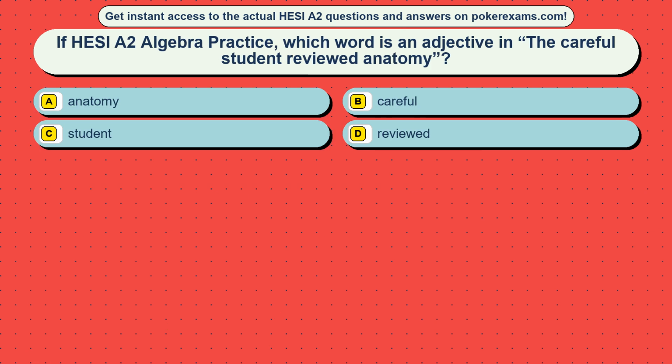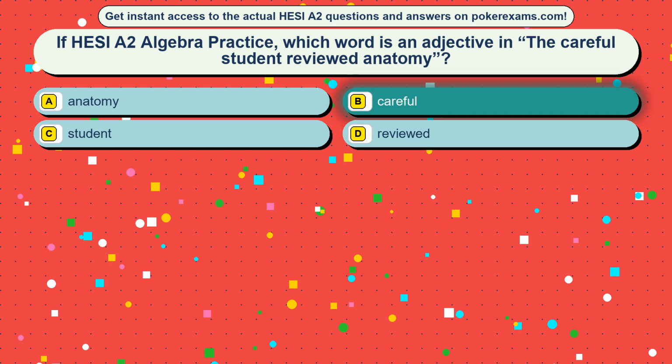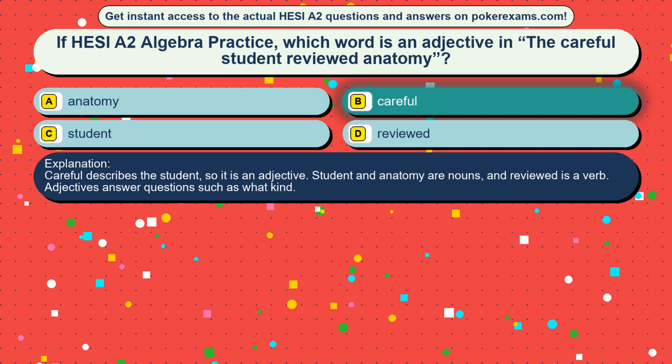Question 20. If HESI A2 Algebra Practice, which word is an adjective in the careful student reviewed anatomy? Option A anatomy, option B careful, option C student, option D reviewed. The correct answer is option B, careful. Careful describes the student, so it is an adjective. Student and anatomy are nouns, and reviewed is a verb. Adjectives answer questions such as what kind.